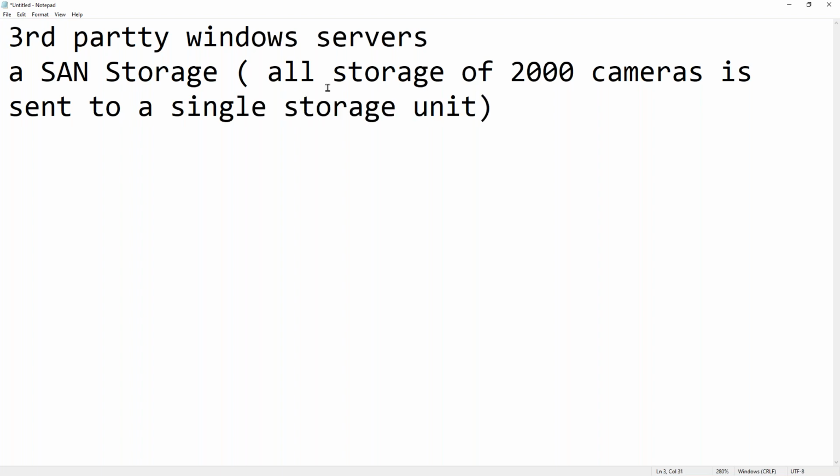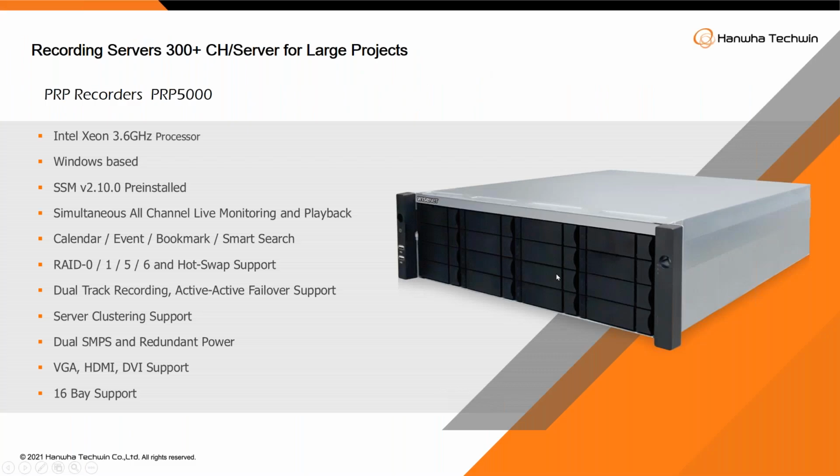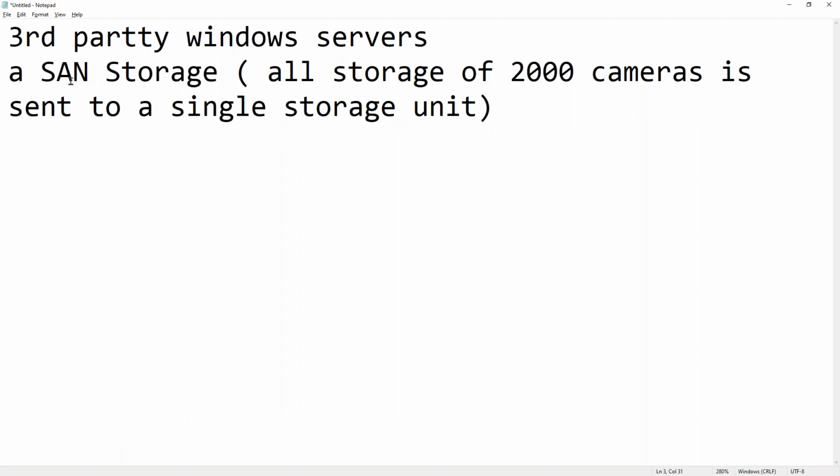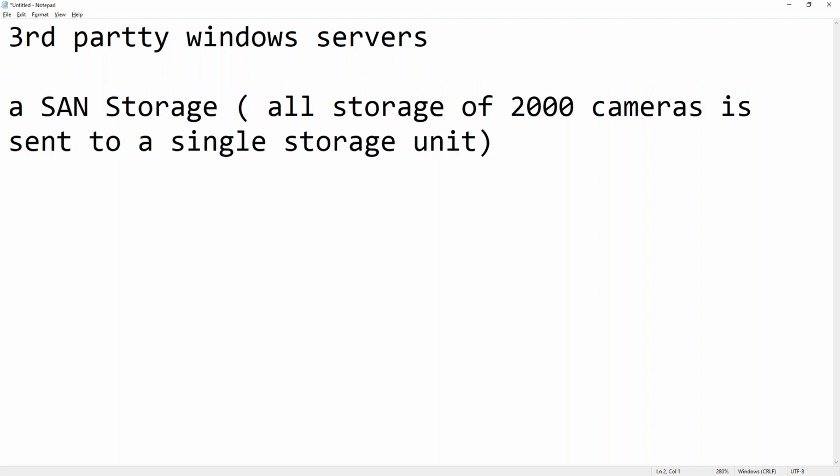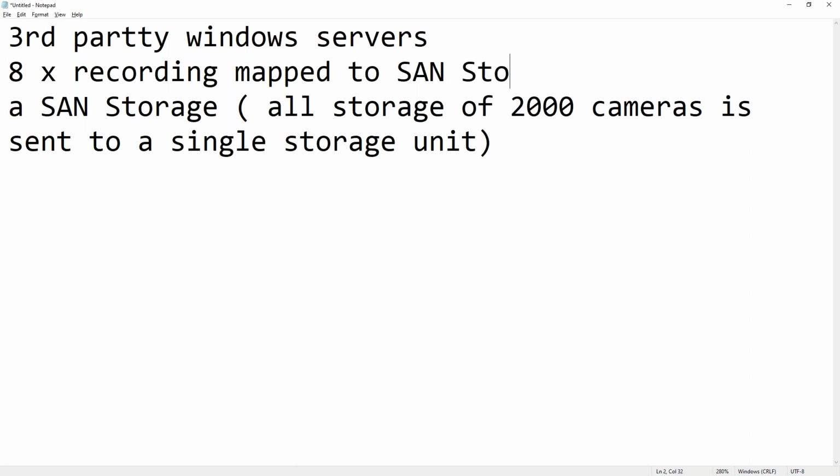Okay, what is the difference compared to this guy? Here, each server will have 300 camera storage. Okay, but common central SAN storage will have all the 2000 cameras. You will map it to one storage unit. You will make partitions in that and you will map. And you will still need servers. Storage is one, but you will still need 8 recording servers mapped to SAN storage.